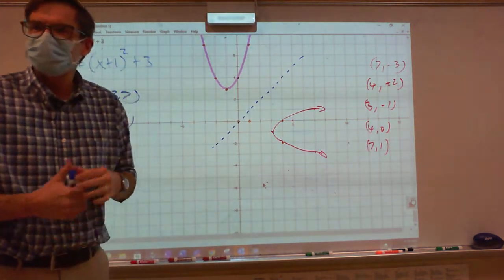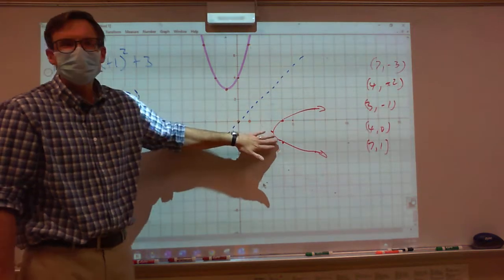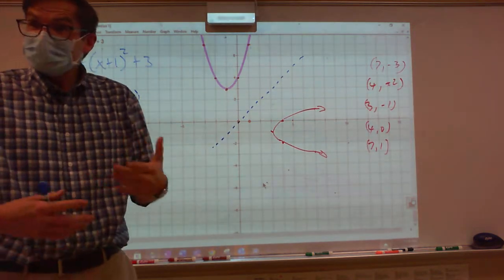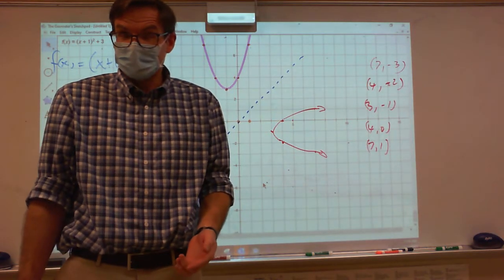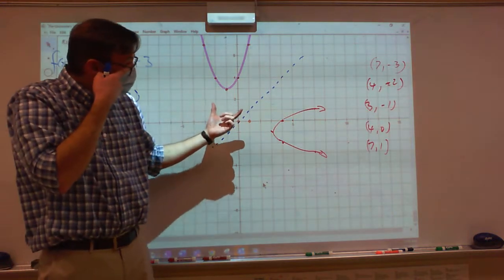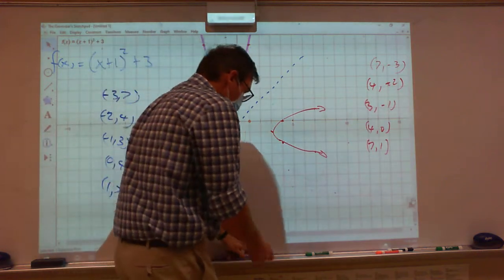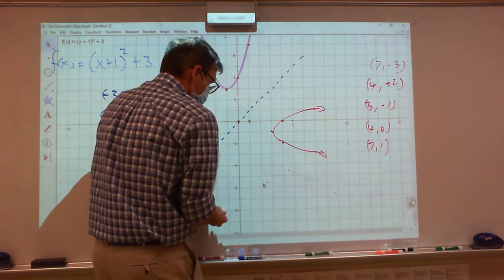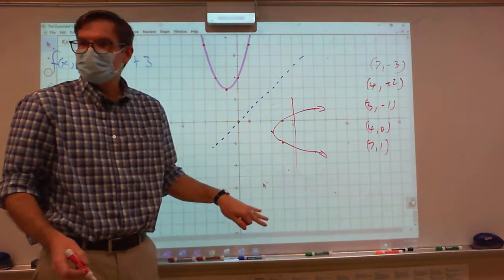Let's talk about the conditions. I want something to be a function. I'd like the inverse to be a function, and I'd like to know if the inverse is a function or not before I actually find the inverse. That's a lot of words, right? So we know that if I do the vertical line test, if I draw a vertical line here, it crosses at two spots.